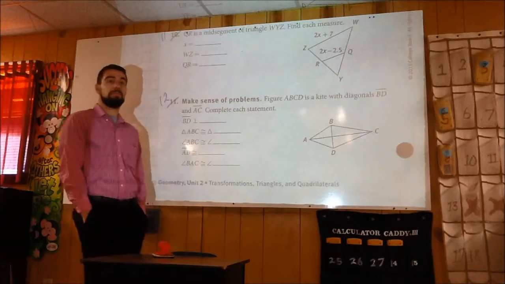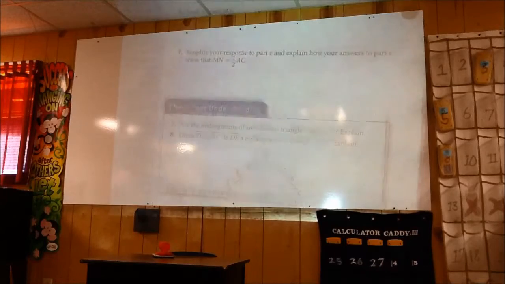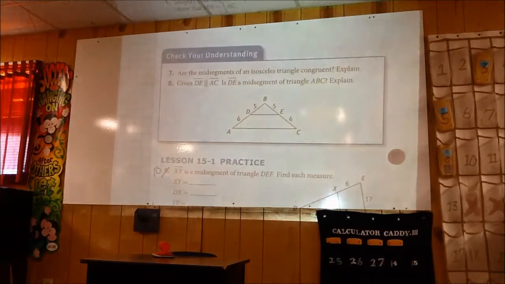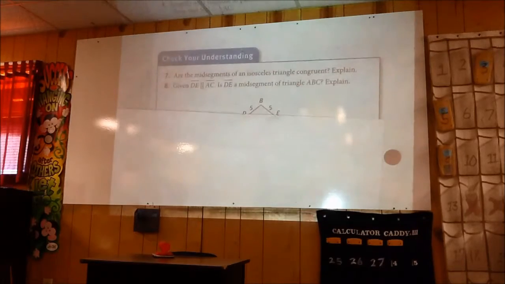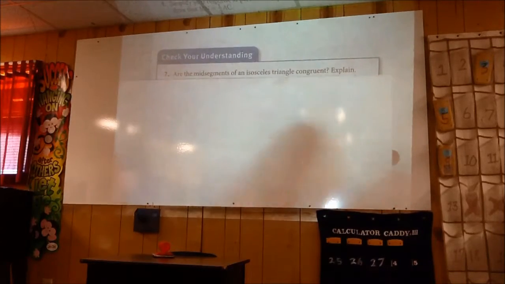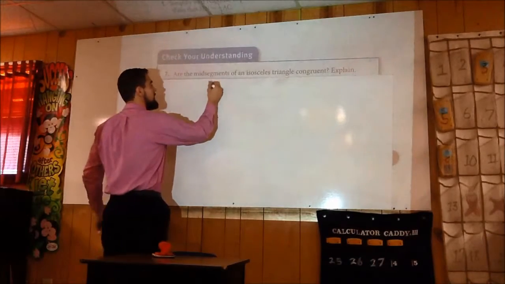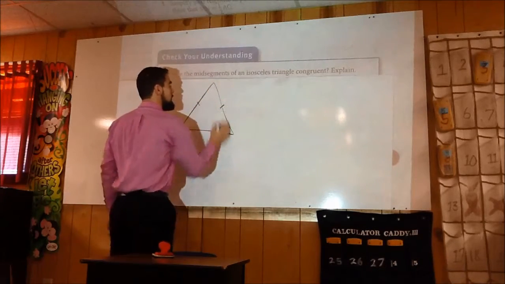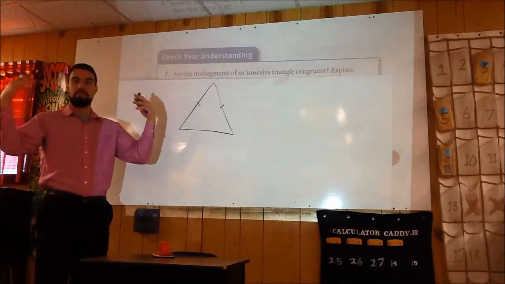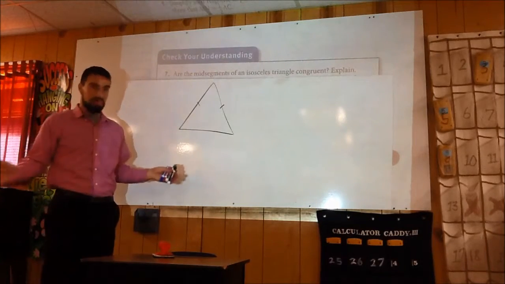Yes, ma'am. Number 7 reads, are the midsegments of an isosceles triangle congruent? Explain. How many midsegments are there in an isosceles triangle? How many? 3. There are 3 midsegments. There's 3 midsegments in every single triangle.